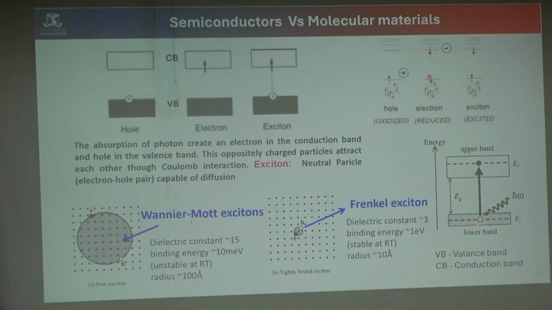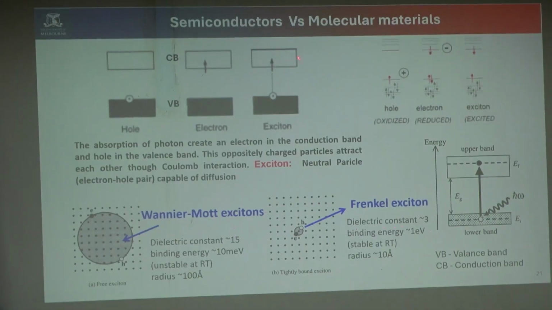So a hole is nothing but a vacancy of an electron. If the electron goes up, that is called the electron. Together they are called an exciton. An exciton is nothing but a bound hole and electron together.